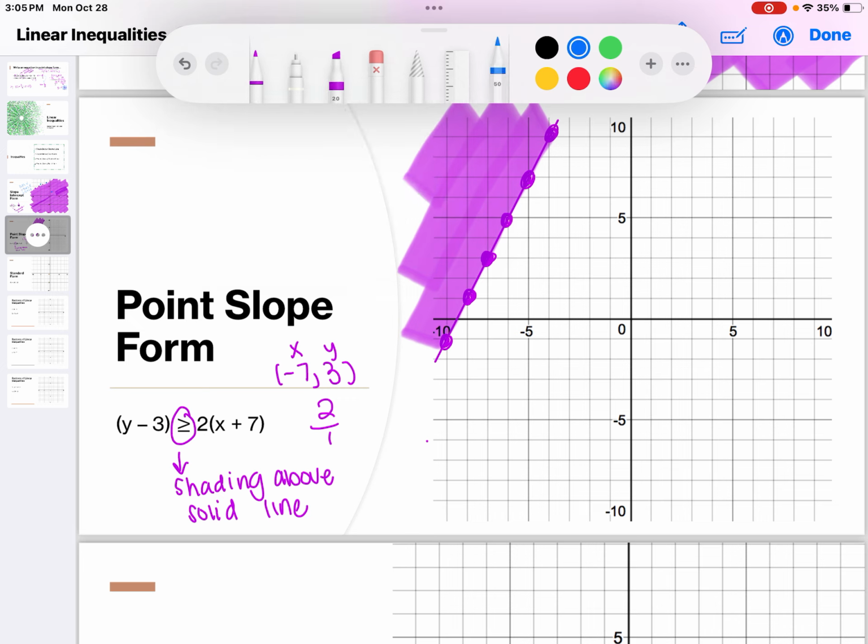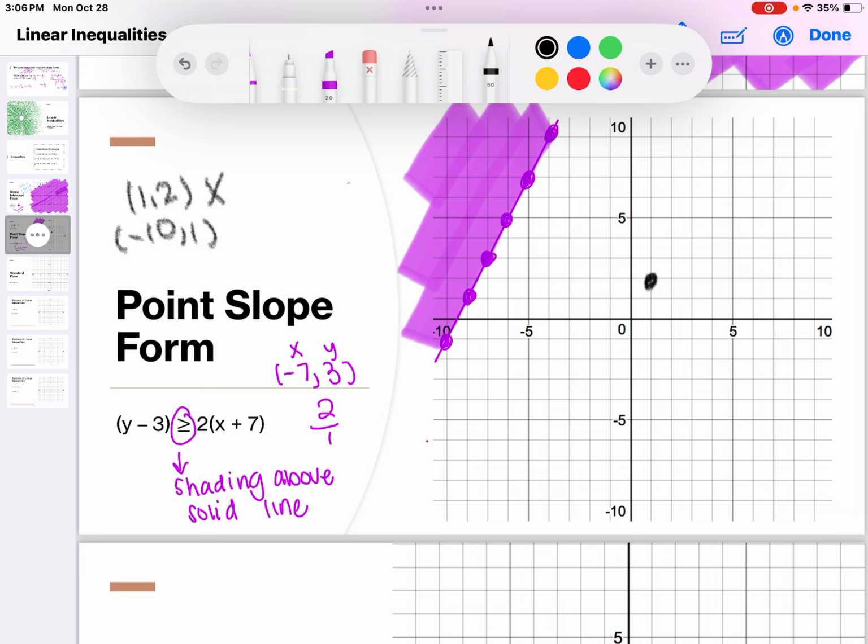So my first question is, is the point (1, 2) in the solution set? No, because that is outside the shaded region. What about the point (-10, 1)? Is that in the solution set? Yes, because that is in the shaded region. What about the point (-7, 3)? Yes, because it's on the solid line. So therefore it is part of the solution because it is equal to.